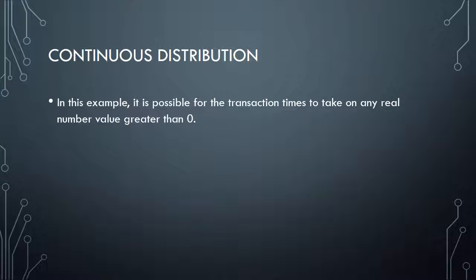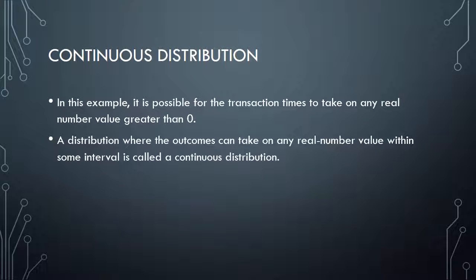Now in this example, it's possible for the transaction times to take on any real number value greater than 0. The manager rounded them to the nearest minute, but in reality, a 1 minute transaction could have been 1 minute and 15 seconds, or a 5-minute transaction could have been 4 minutes and 50 seconds. So really any real number could have been used as long as the value was greater than 0. A distribution where the outcomes can take on any real number value within some interval is called a continuous distribution, and the graph of a continuous distribution is a curve.